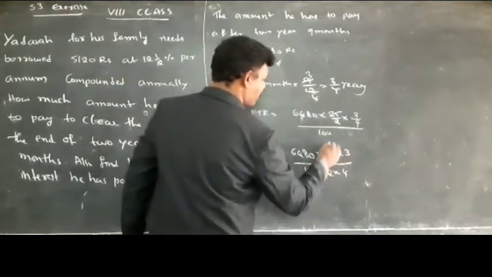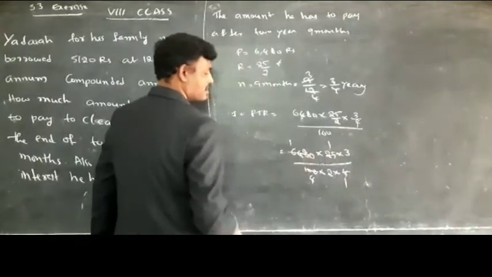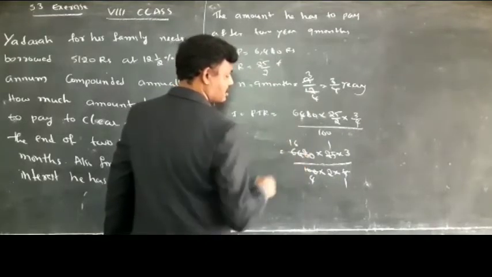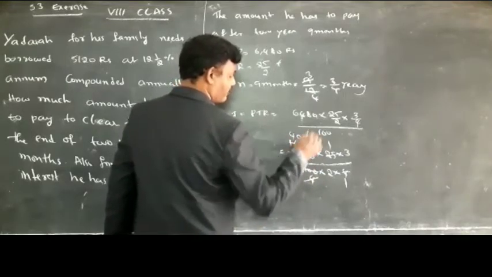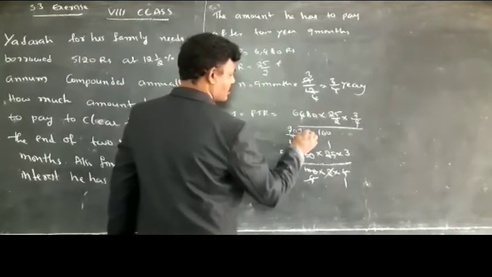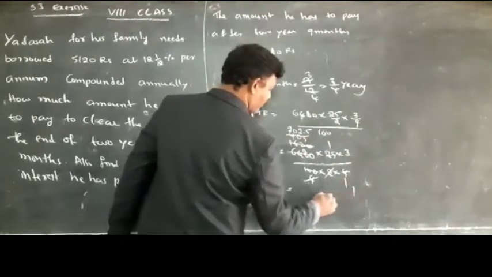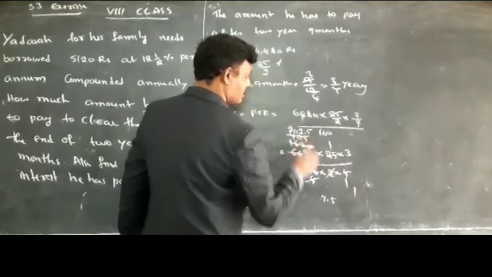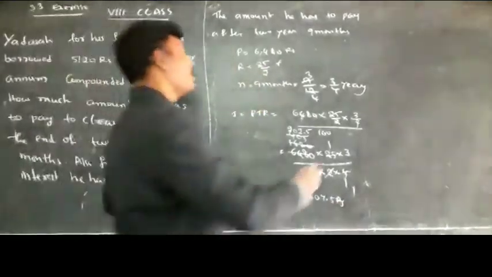Now in calculations, 25 ones are 25, 4 ones are 4, 4 6s are 24, 4 4s are 16, 3 5s are 15, 3 2s are 6. So what is the interest here? 607.50.